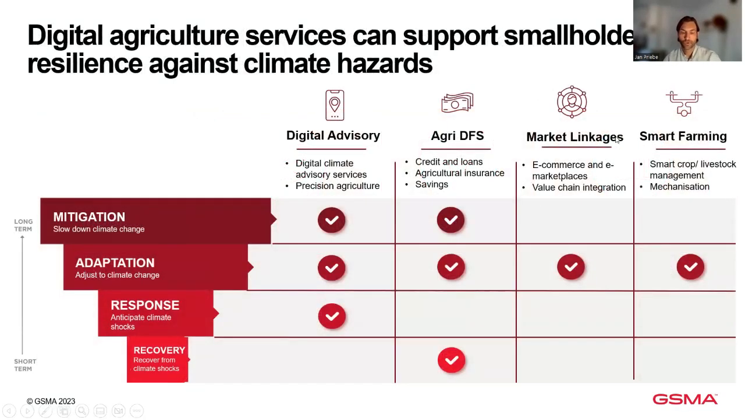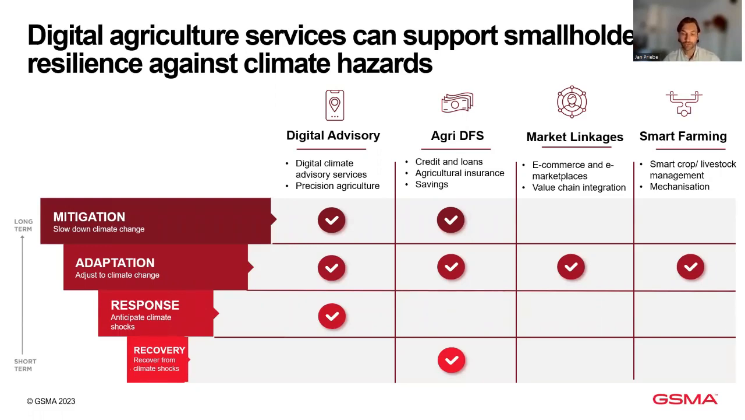So what is climate resilience and how can digital agriculture services drive resilience? In short, it's the capacity to cope with a hazardous trend or event. And in this case, it's the impacts of climate change, of course. So we've mapped here at a very high level how digital agriculture services can feed into building this much needed resilience. So digital advisory and financial services can have a broad impact.